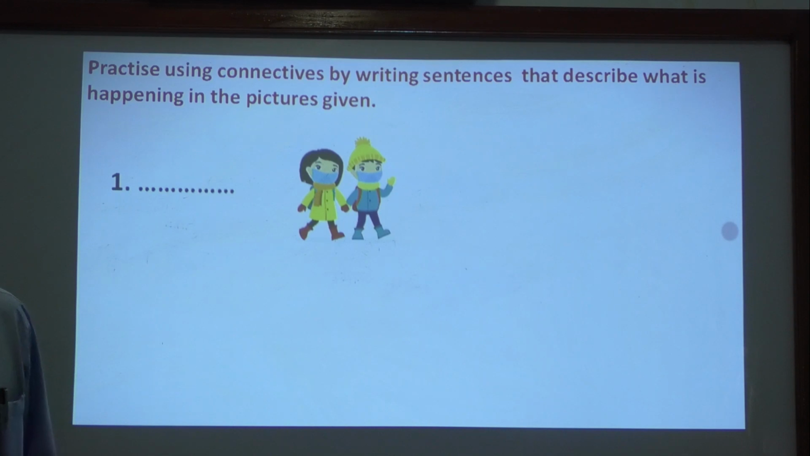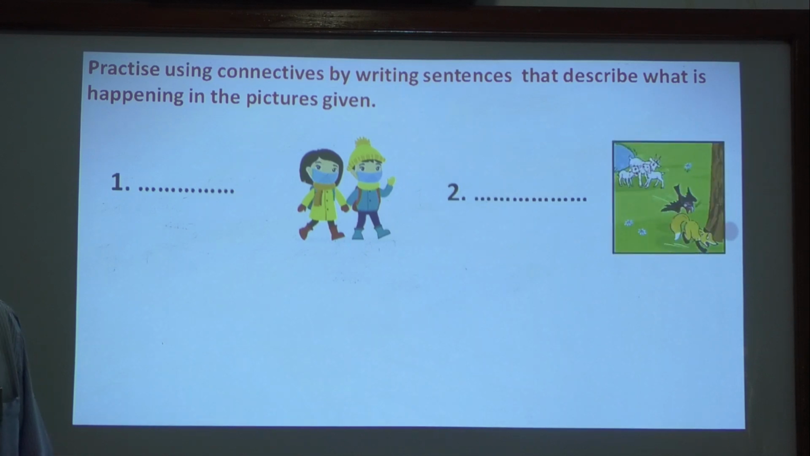Okay, another. The next picture. On the basis of this picture, you have to complete using the connective. Be careful, you should use an appropriate connective. You can make more than one sentence also. So here you can see the picture, and on the basis of this picture, write with connectives of your own. Now another.